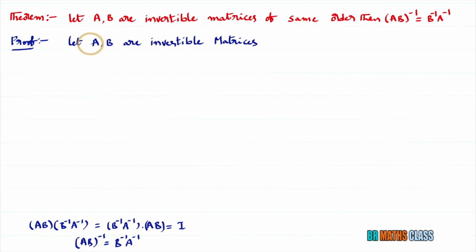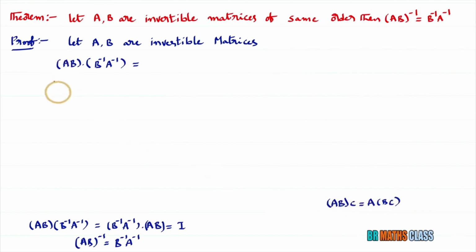First, consider A and B are invertible matrices. Now observe, I considered AB into B inverse A inverse. I'll simplify that and prove that this is nothing but I. Here you need to know one thing: with respect to matrix multiplication, the associative law holds good. AB into C can be written as A into BC, right? This is the associative property with respect to multiplication.